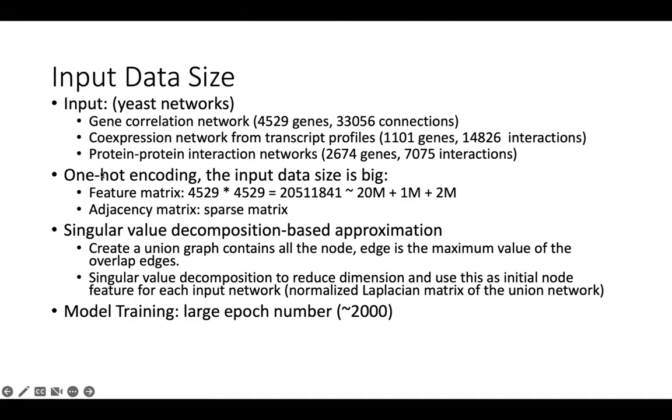Since they were using one-hot encoding, the feature matrix size will be the number of genes squared. So we have around 20 million features, that's my calculation. That means the input neurons for the graph convolution network will be 20 million, and including the other two networks, the total will be around 23 million neurons in our data set.